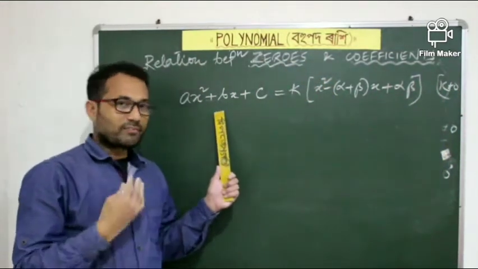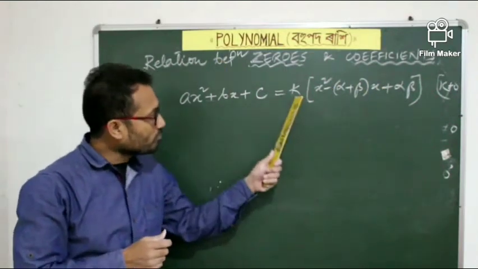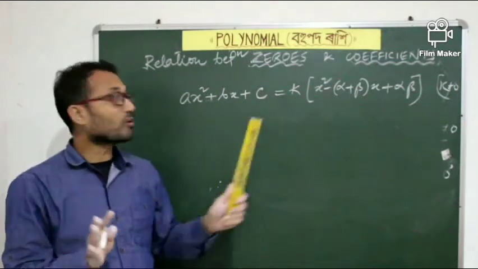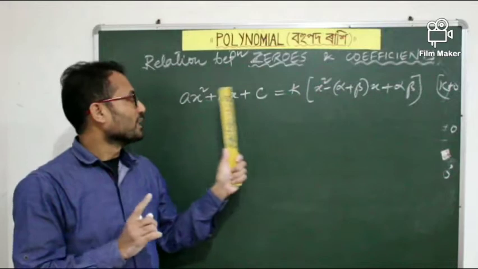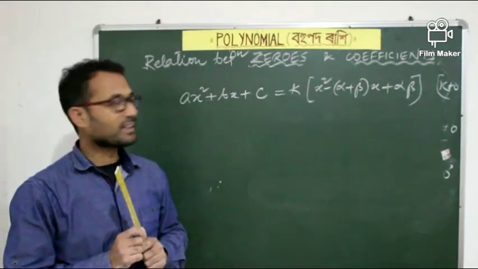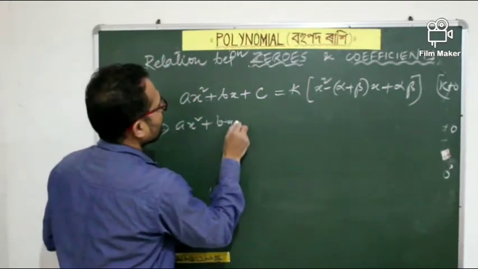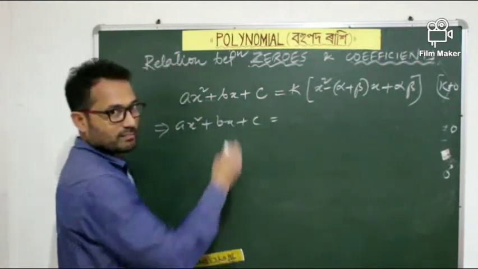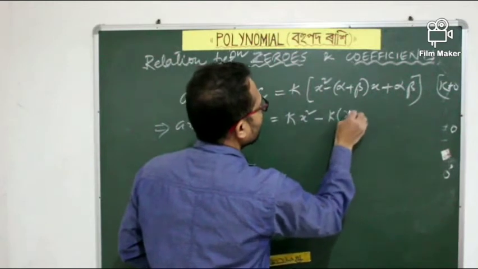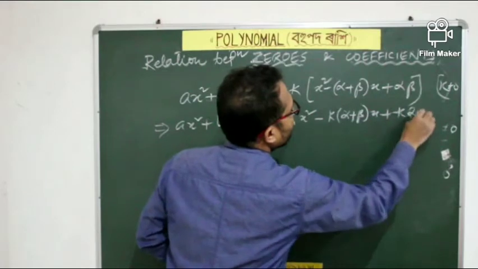Since the zeros of both are alpha and beta, for a certain value of k these two will be equal, not for all the values of k. Remember, for a certain value of k these two will be the same. Now if we apply the distributive property, ax squared plus bx plus c equals kx squared minus k times alpha plus beta the whole into x plus k alpha beta.